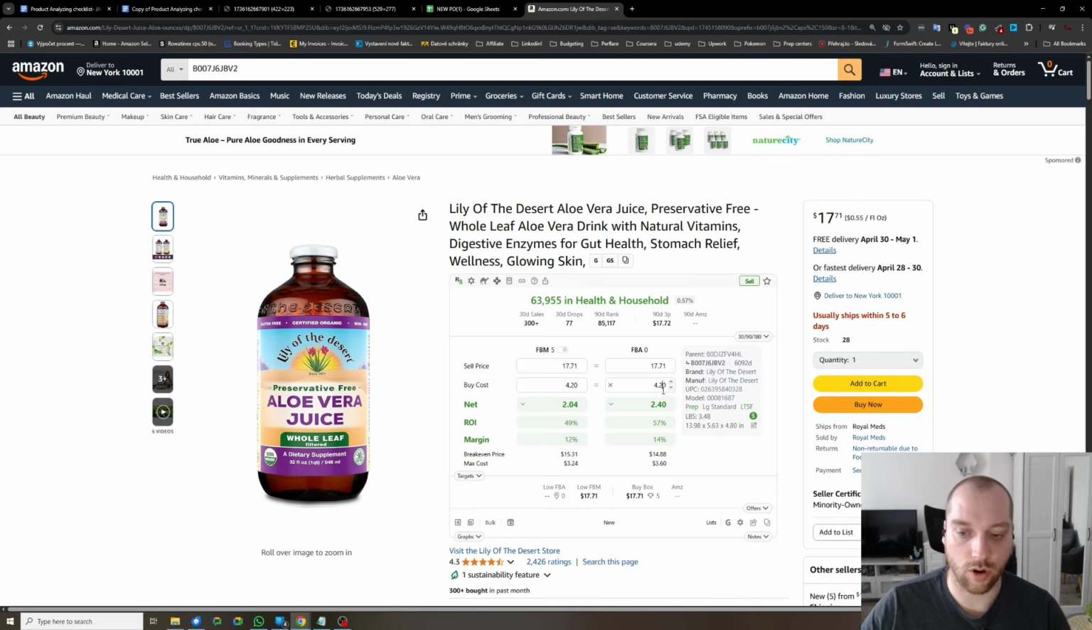So remember, the cost is per one unit, usually when you source them from a supplier. So first thing from the left, is it one bottle or is it like a multi-pack of 2, 3, whatever?